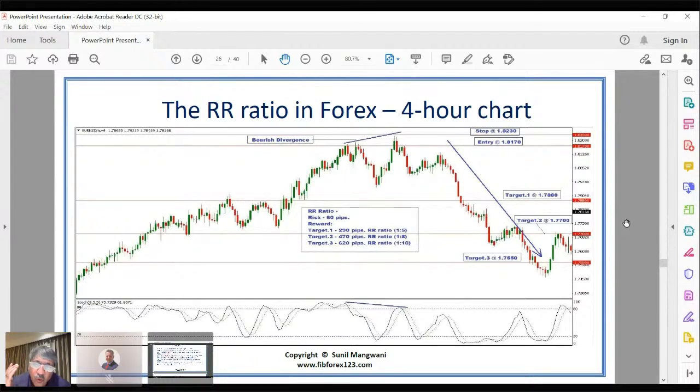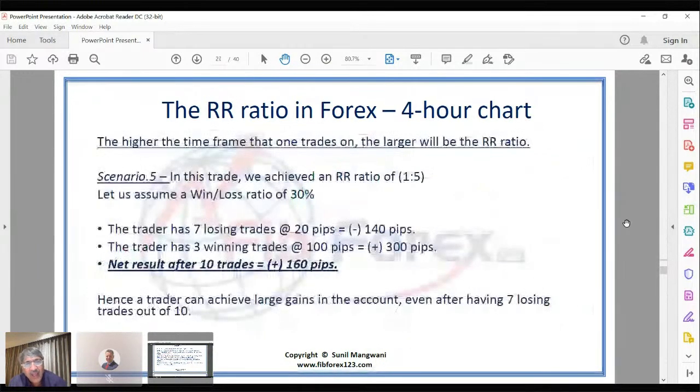But let's take just target one, right? If I just take target one and let's change this scenario, that I achieve a risk to reward ratio of 1 is to 5 on every trade that I'm doing, and my win-loss ratio now is only 30%, that I'm making three winning trades out of 10. My seven losing trades, risk remains the same at 20 pips, is 140 pips, but my three winning trades, now each winning trade is giving me 100 pips, which makes it 300. So after losing seven trades, I can still make 160 pips.